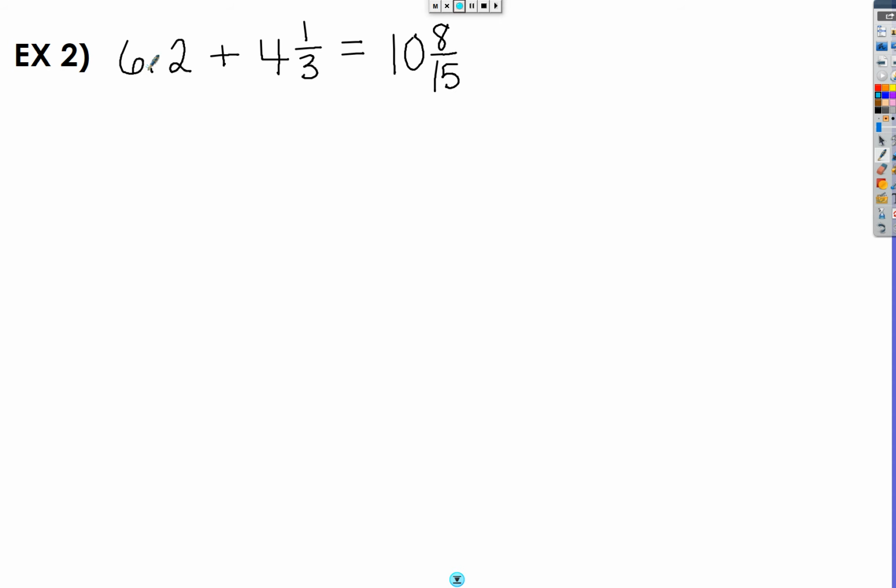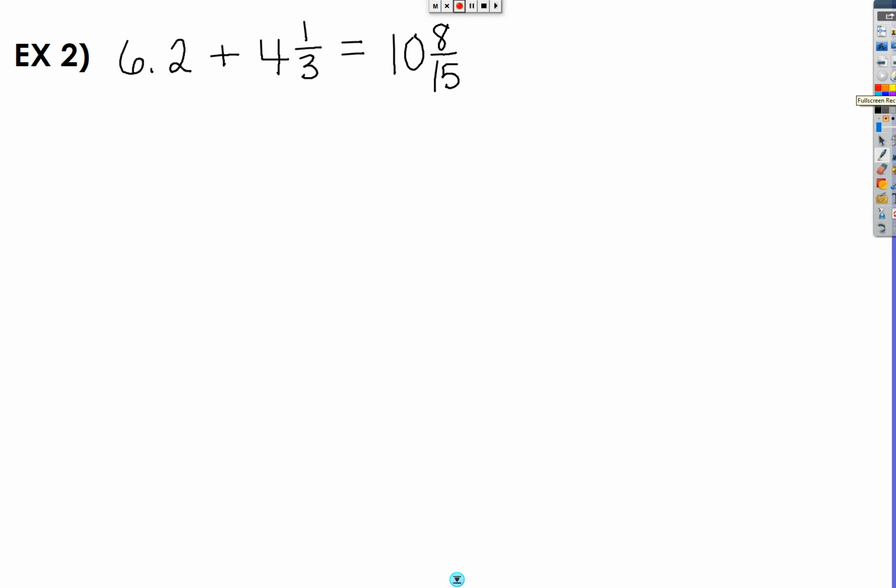We have 6.2 and 4 1/3. One of them is a decimal, one of them is a fraction. And so you look at the fraction and say, can I convert 1/3 into a decimal? And you cannot. 0.3 or 0.33 will not be sufficient. It will not be accurate, and you will end up with an incorrect answer. So this would be a problem where we'd have to convert the whole problem into a fraction.